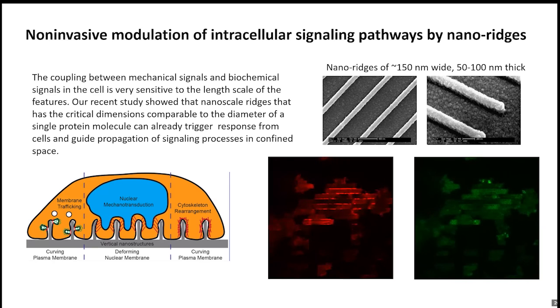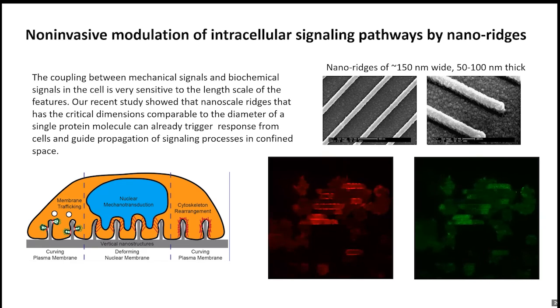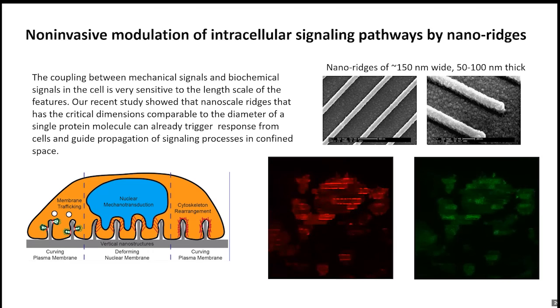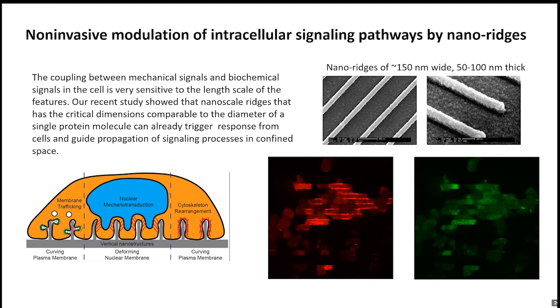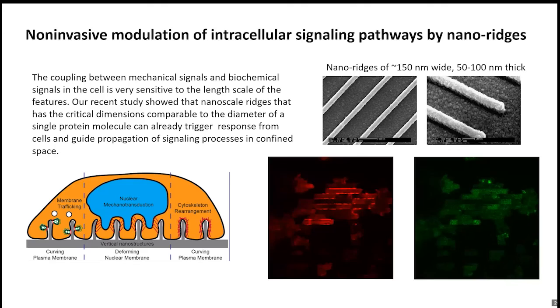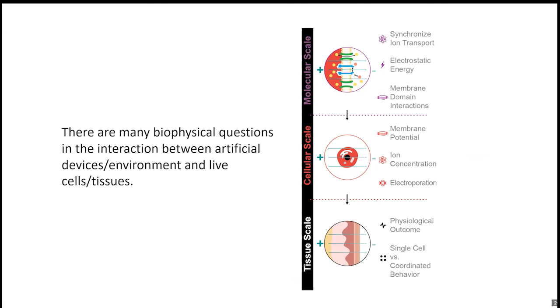So if we can understand how molecularly these two interact with each other and how they construct this spatial and temporal wave-like propagation behavior, then we may be able to design the surface to guide the cells to do things that we want them to do. So to summarize, I think there are many biophysical questions in the interaction between artificial devices and the environment, live cells, and tissues, and we hope that we can understand this coupling and also then find its biomedical applications.